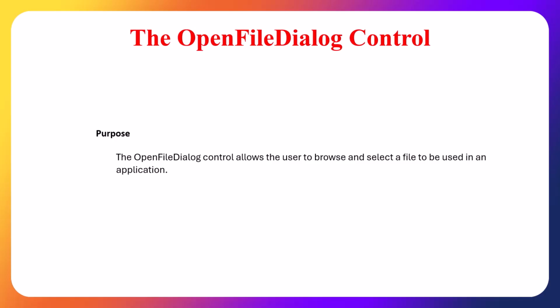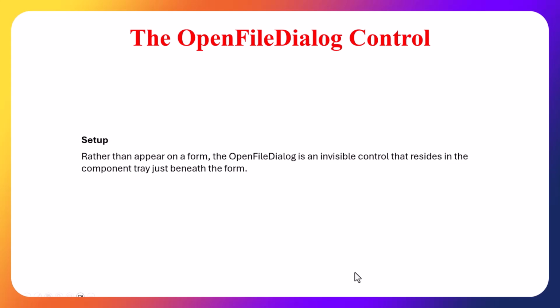The OpenFileDialog Control. Its purpose: the OpenFileDialog Control allows the user to browse and select a file to be used in an application. The setup: rather than appear in a form, the OpenFileDialog is an invisible control that resides in the component tray just beneath the form.